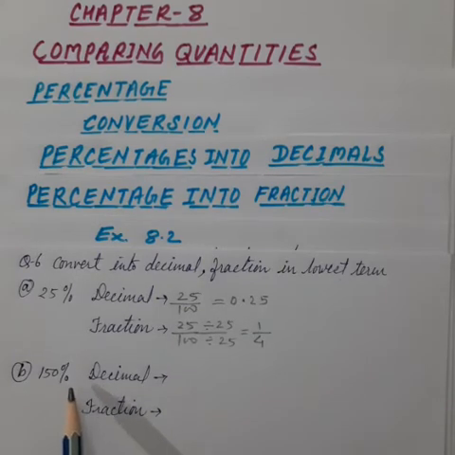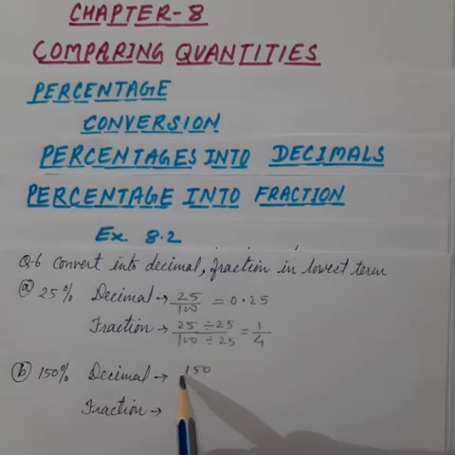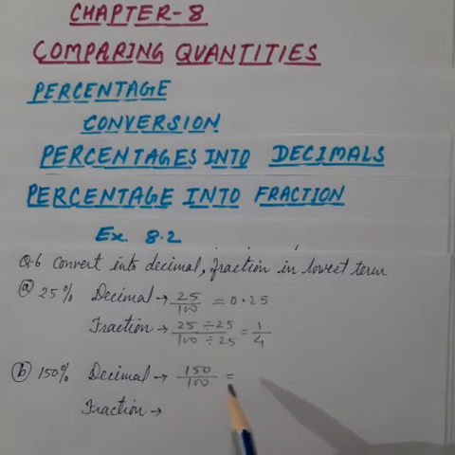B. 150%. First in decimal: 150, and remove this percent sign by dividing by 100. Now in the division 100 is there, it is 150 hundredths. So there are two places after the decimal point. 1, 2, then the point will come, then this 1. So it is 1.50.